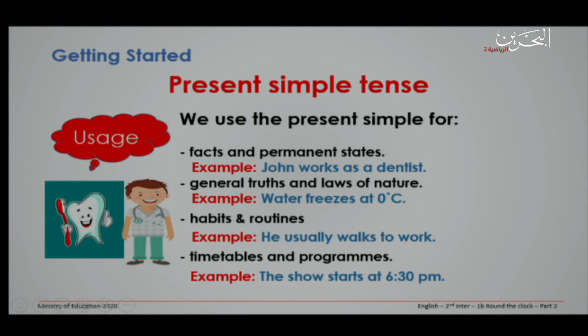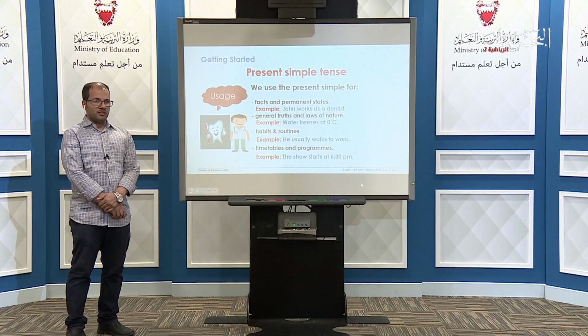We can also use the present simple tense to talk about habits and routines. For example, he usually walks to work. And finally, we can use the present simple tense to talk about timetables and programs. For example, the show starts at 6:30 p.m.